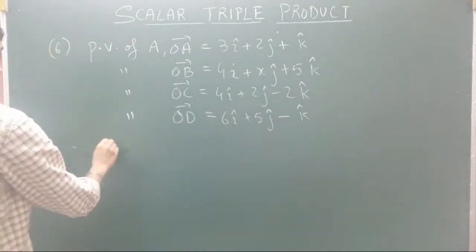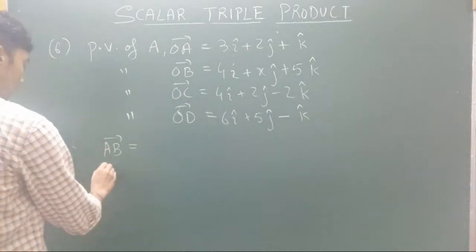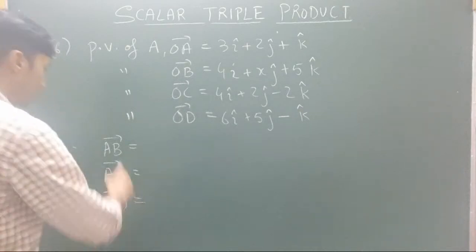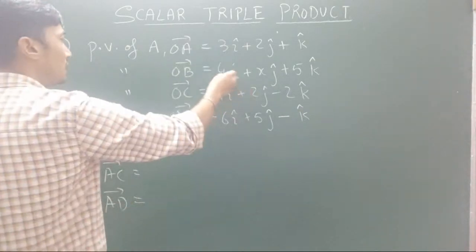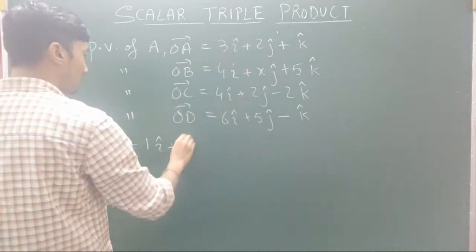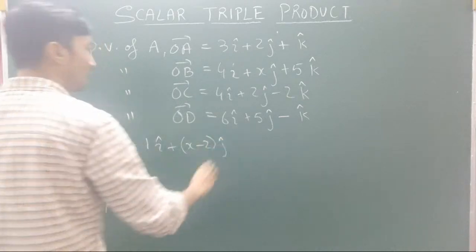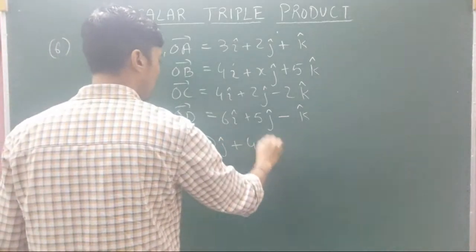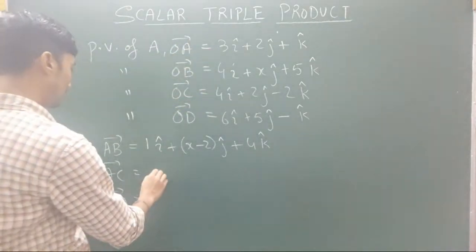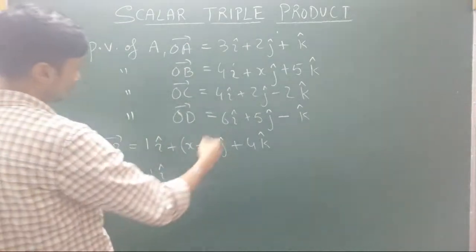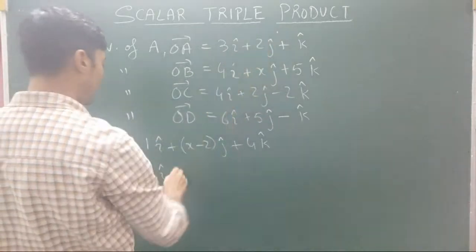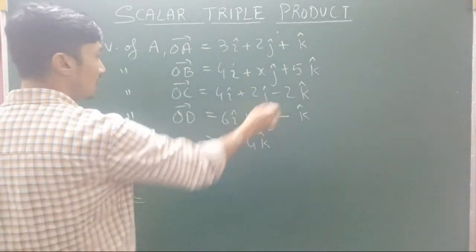So let's find out AB vector, AC vector, AD vector. So this one I'm going to do it directly. So AB, OB minus OA. So 4 minus 3, 1, okay, 1i. This will be x minus 2j, 5 minus 1, 4k. Fine. AC, C minus A, 4 minus 3 again, 1i, 2 minus 2, that's already 0. Minus 2 minus 1, minus 3k.